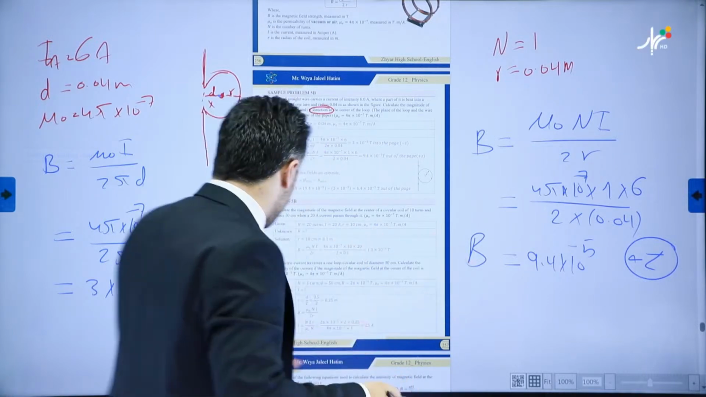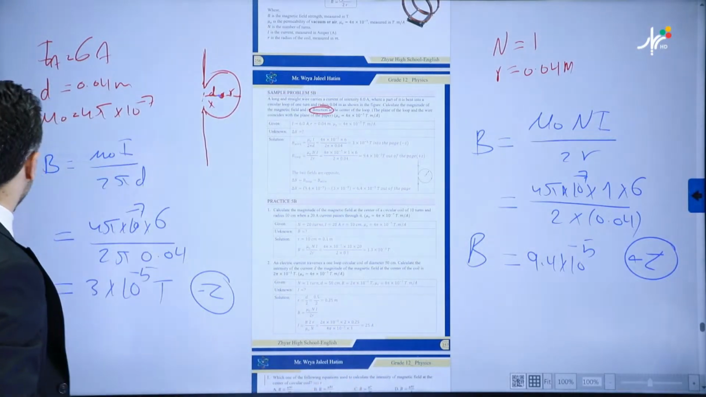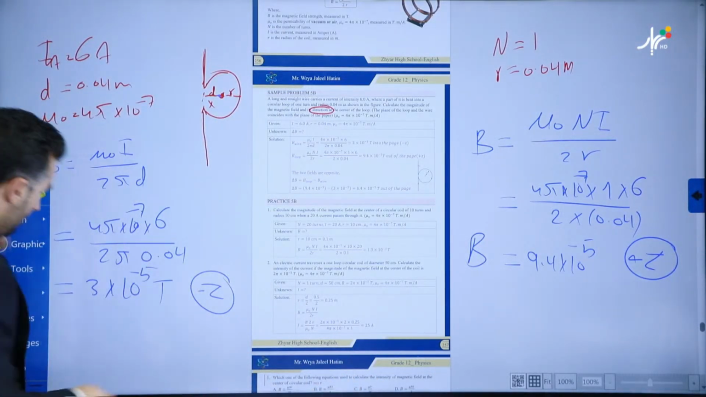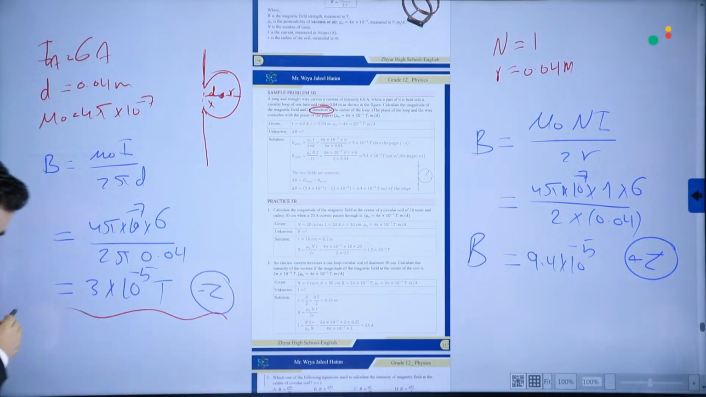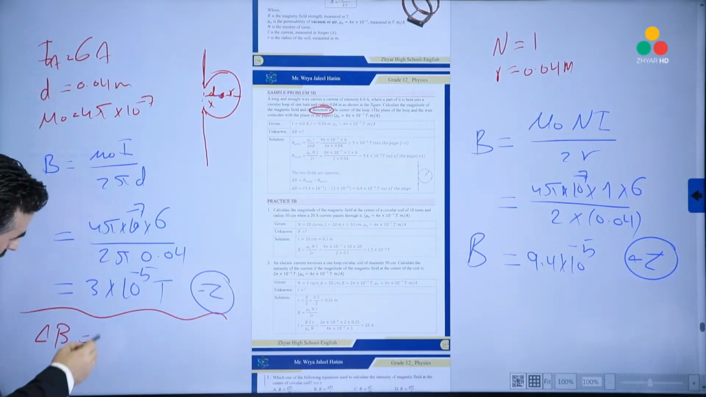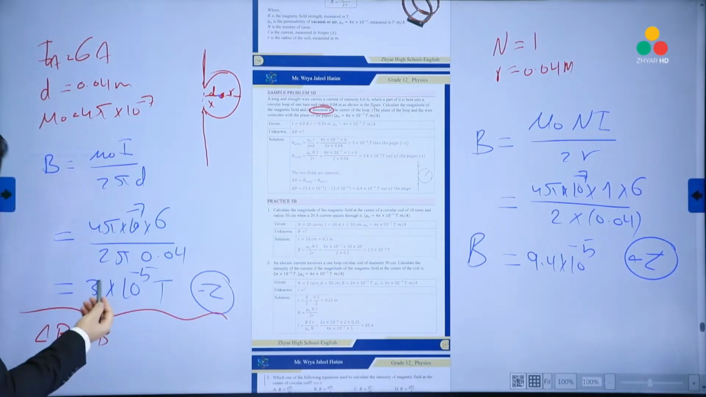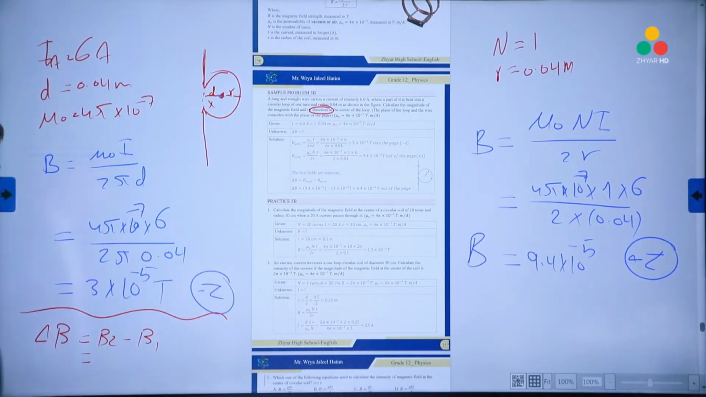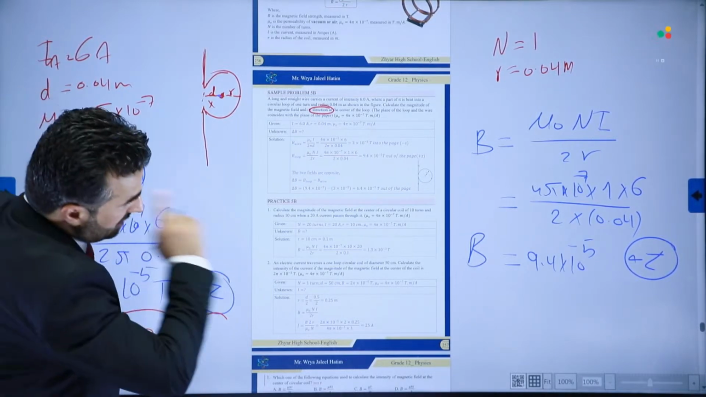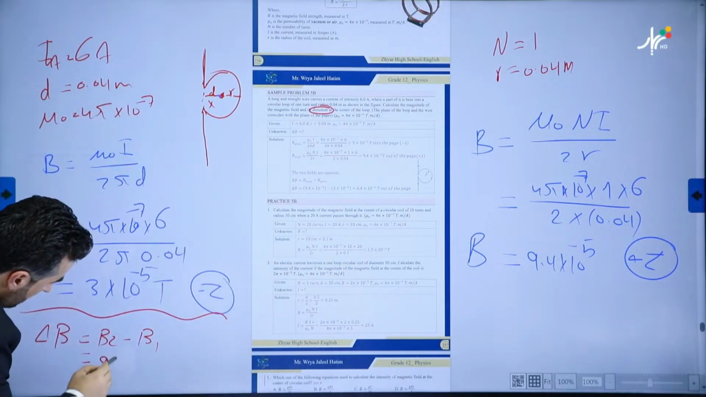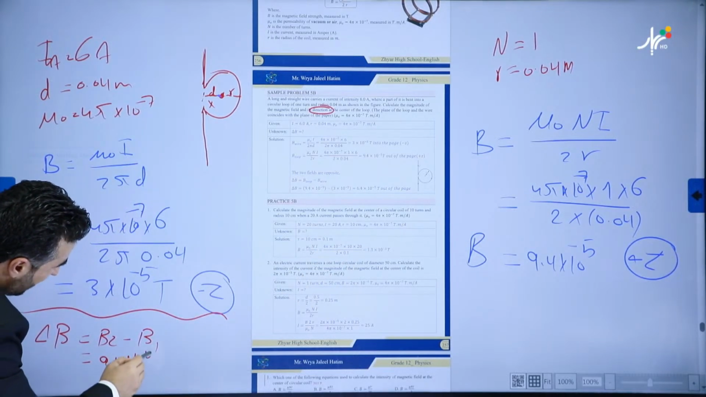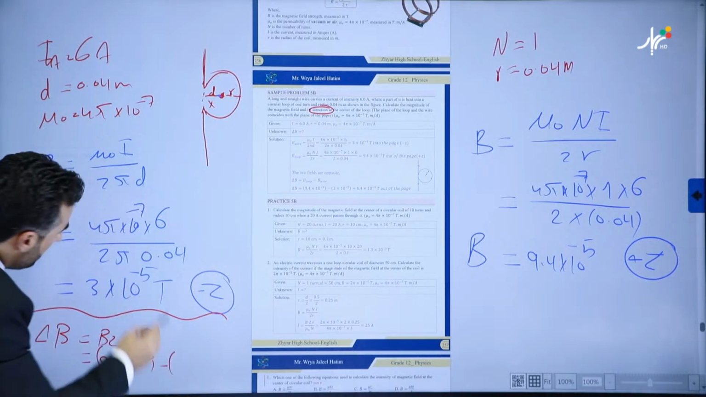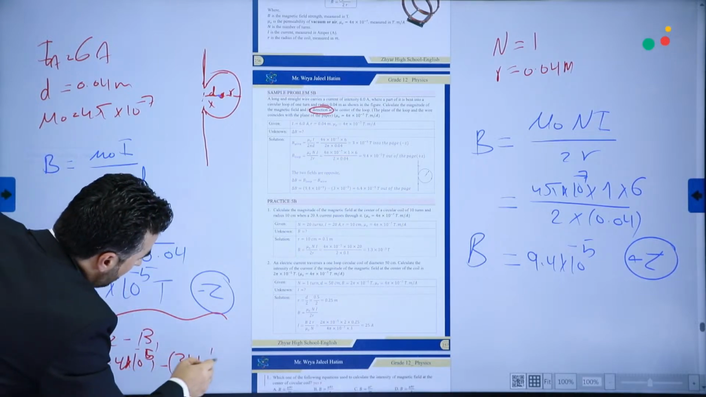We're going to subtract them, and of course, the bigger one minus the smaller one. That is exactly what we are being asked here. So delta B equals B2 minus B1. It doesn't matter which one is which, we'll just say big minus small in this case. So we have 9.4 times 10 to the power negative 5, you can put this in a bracket, minus 3 times 10 to the power negative 5.